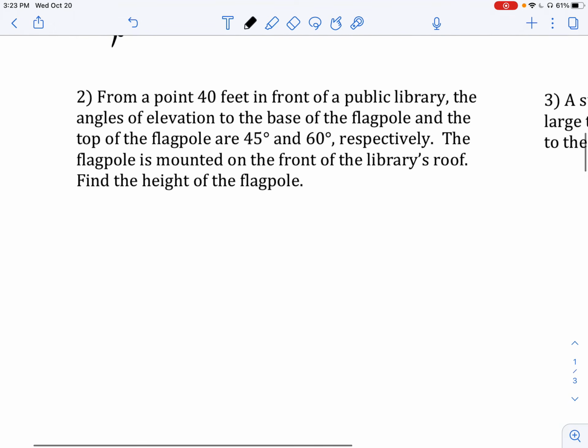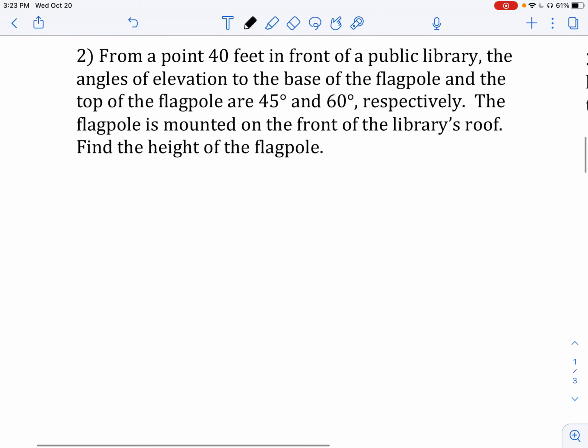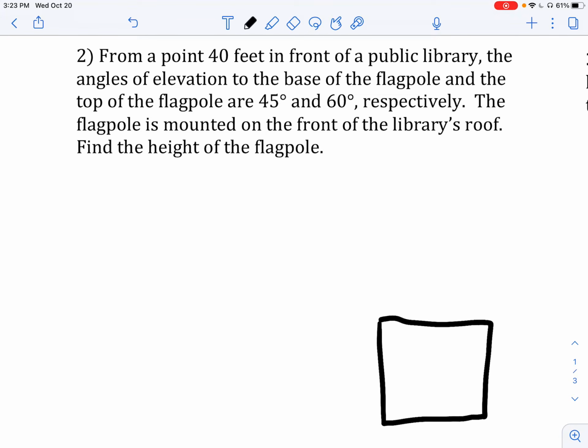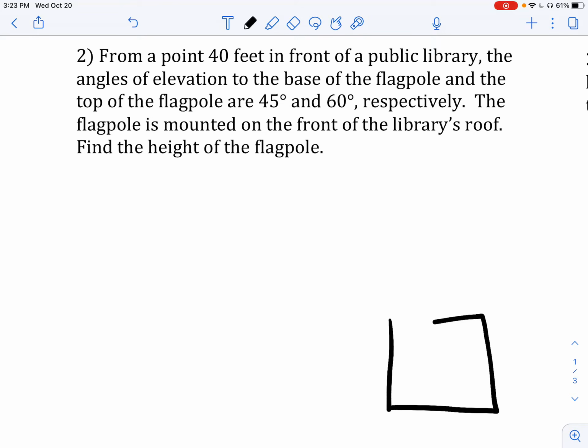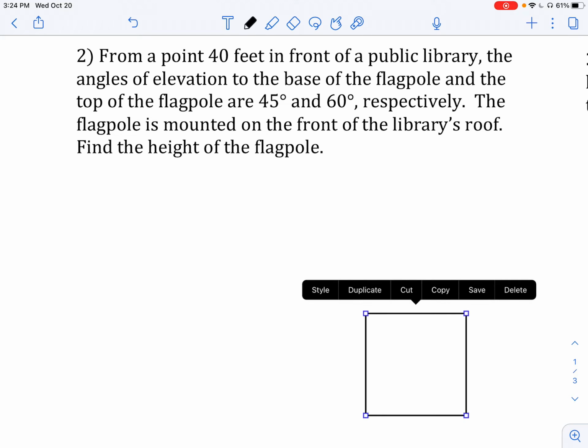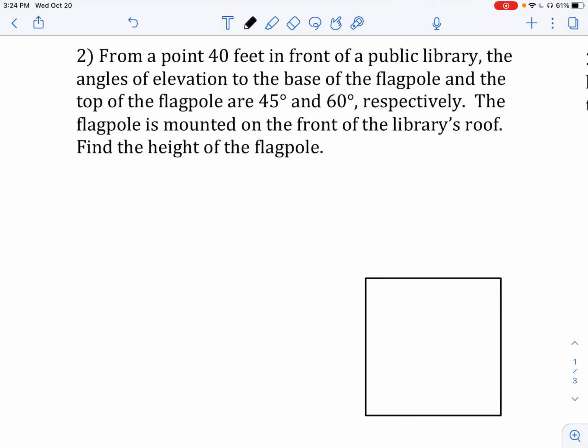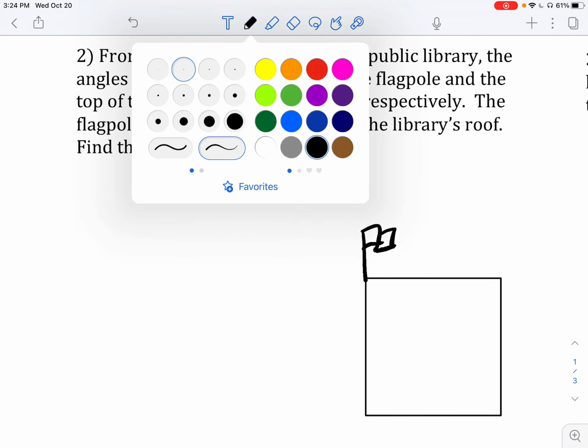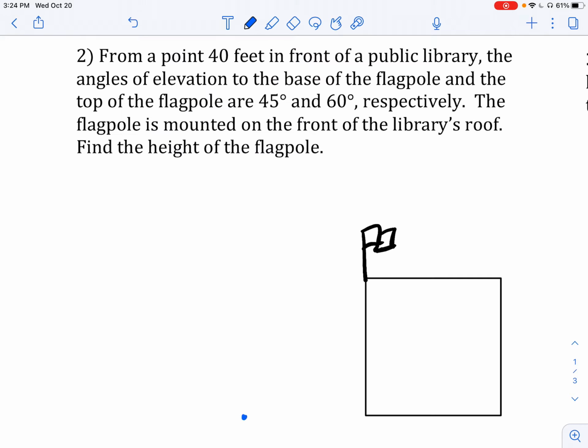Go ahead and pause the video right now and work through this public library problem. And hopefully what you found is you should be able to draw a quick sketch. Here's my square, which is going to represent my library. I'm going to draw my flag here. Okay, there's my flagpole. And I'm told that there's a point that's 40 feet in front of the library. So I'm going to just draw this here. This is 40 feet.